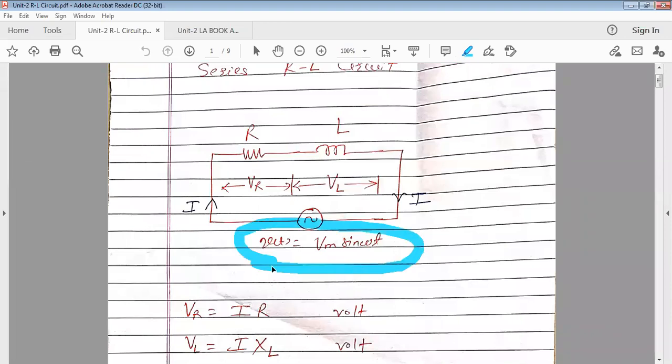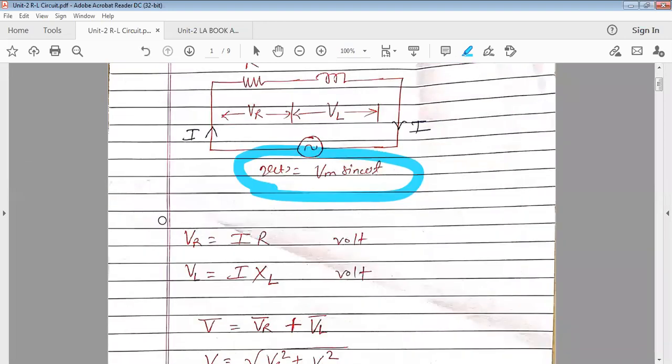V of t is Vm sin of omega t. If you get asked to calculate the voltage drop across a resistance or the voltage drop across an inductor, use this formula: VR is I into R, VL is I into XL.